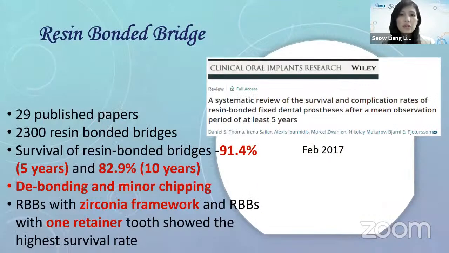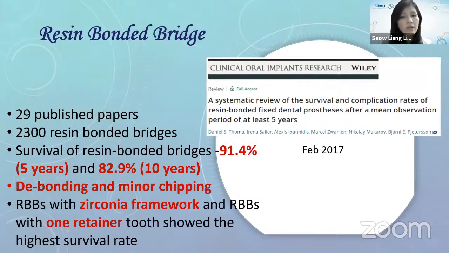So let's look at what the literature tells us. This is a very comprehensive systematic review that was published in 2017. They looked extensively at papers. These are all clinical papers that have been published over a period of time, and they evaluate prostheses that have been in the mouth for at least 5 years or so. Out of those that fulfilled their inclusion criteria, they picked up 29 published papers, and cumulatively from these 29 there are 2003 resin bonded bridges.